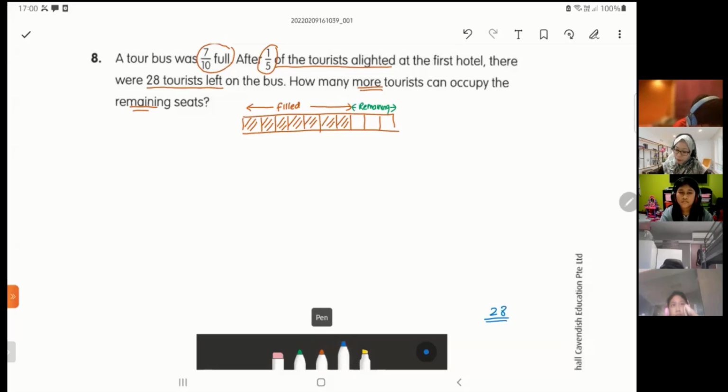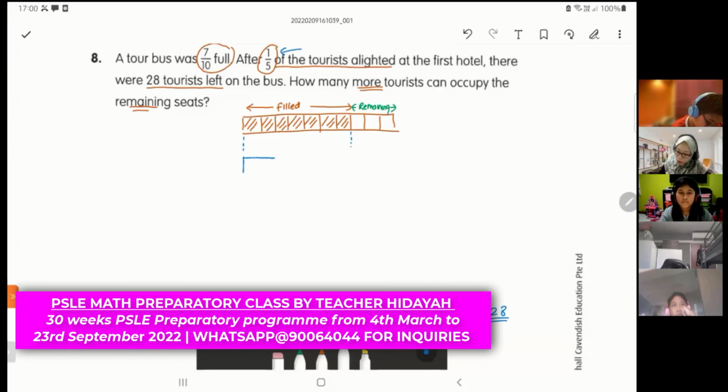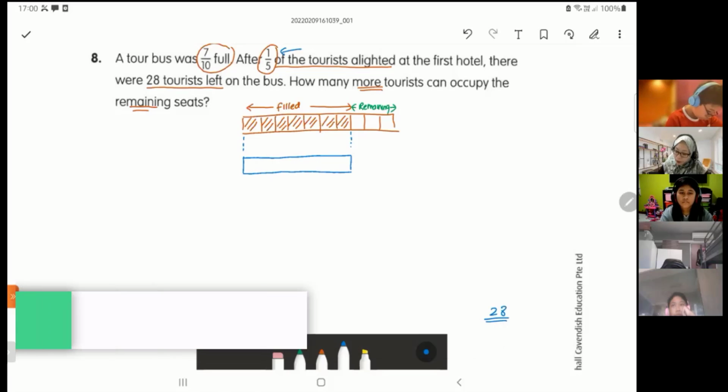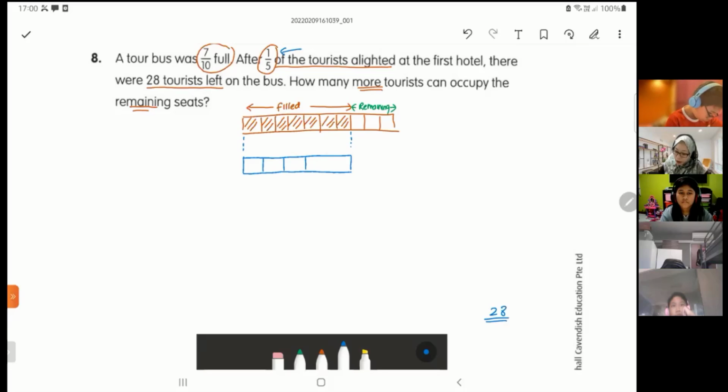What I care about is the people that fill up the 7/10 of the bus. 1/5 of the people in that bus alighted. So I can draw a drop-down model like that, and I'm going to draw my 1/5. 1, 2, 3, 4, 5, like this. So what happened to these people? Only 1/5 alighted. This one alighted.